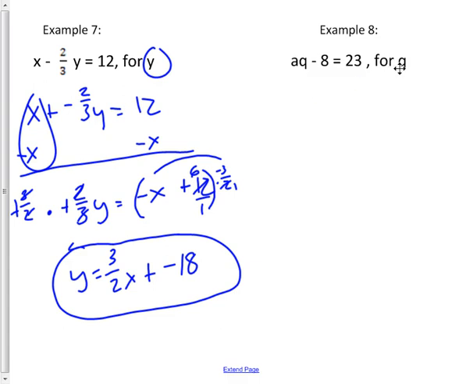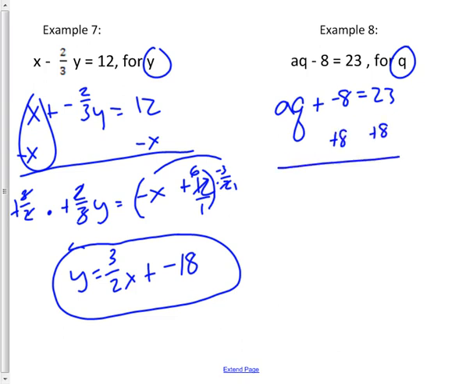All right, for our last example for today, we have the letter q. That's what we want to solve for. So a times q plus negative 8 equals 23. Again, notice I changed the subtraction to addition. I want to get q by itself, so first I need to get rid of this constant, so add 8 to both sides. All right, so I have a times q equal to 31.